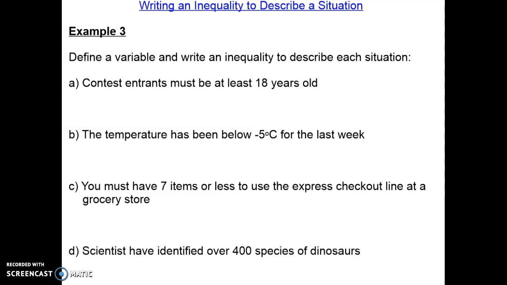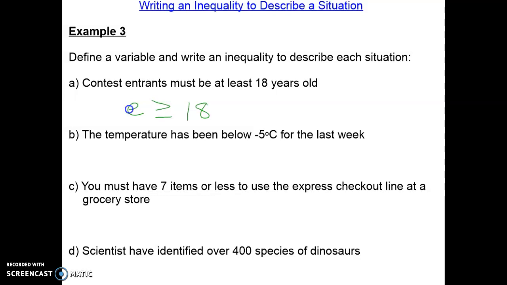So for example 3, we want to write an inequality to describe a situation. We're going to define a variable and write an inequality to describe each. Example A says contest entrants must be at least 18 years old. So the entrants must be greater than or equal to 18. They have to be at least 18. They can be bigger than 18 or older than 18, but they can't be younger than 18.